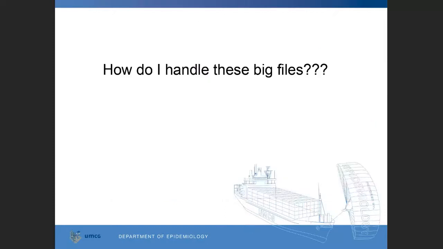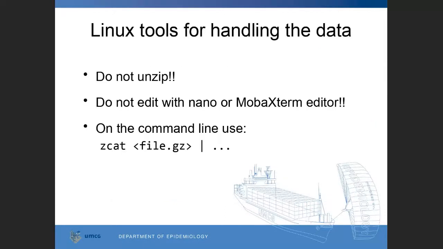So how do you handle these big files? Do not unzip them, because then it will take up a lot of your time and of disk space. Also, do not edit them with Nano or the MobaXterm editor, because they will run out of memory. So the way to do it is to use the zcat command. This is a command to unzip the file. But if you put this vertical slash, you can put other commands after it.